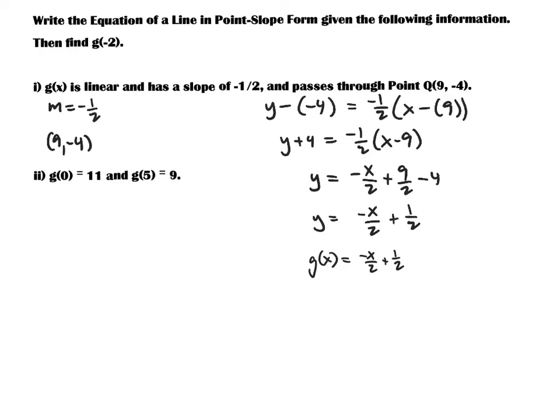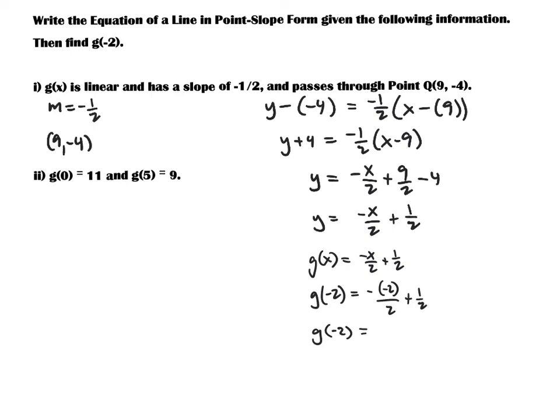Okay, so what we've got here then is a function whose slope is -1/2 and passes through the point (9, -4). You could confirm that by plugging in 9 and -4, and you'd be good. Okay, so let's go ahead and find g of -2. So this is function notation, and g of -2 is just the function with -2 plugged in. Okay, so x is going to be -2, and we're going to solve this and evaluate it.